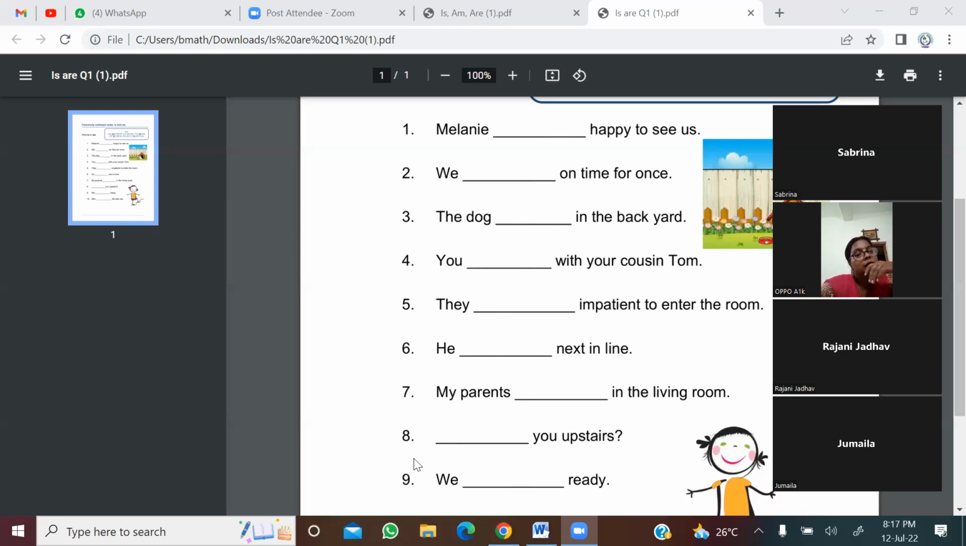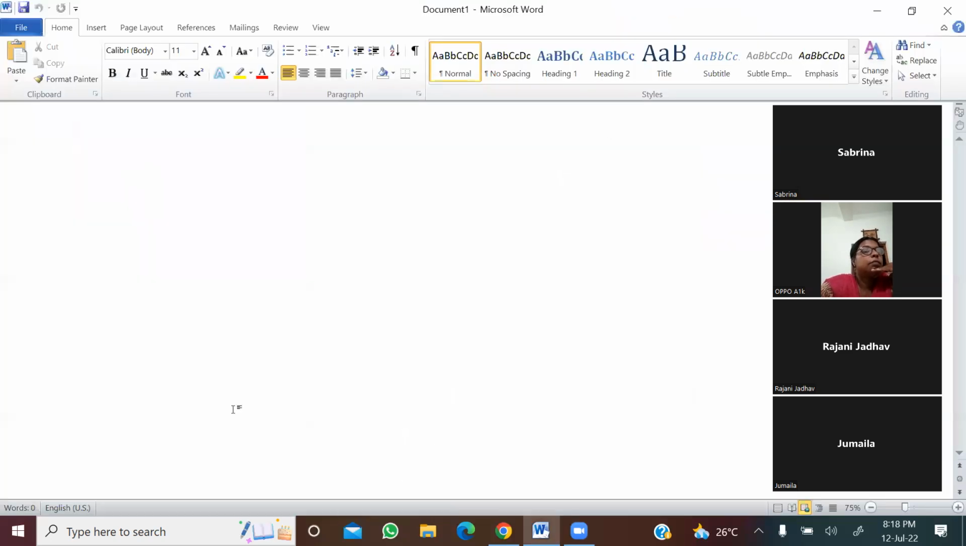Is you upstairs? No, with you, are will always come. Are you upstairs? You is actually considered plural in English. In Malayalam, you're a Keralite, right? In Malayalam we say nee and ningal, but for all of them there is only one word, you. So you is actually considered plural in English. So, are you upstairs? Ninth. We are ready. Okay, good.